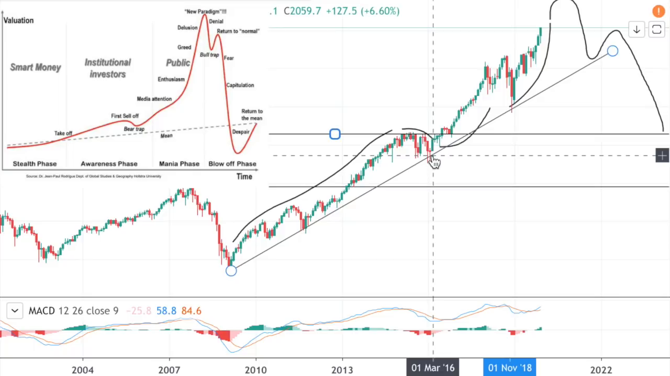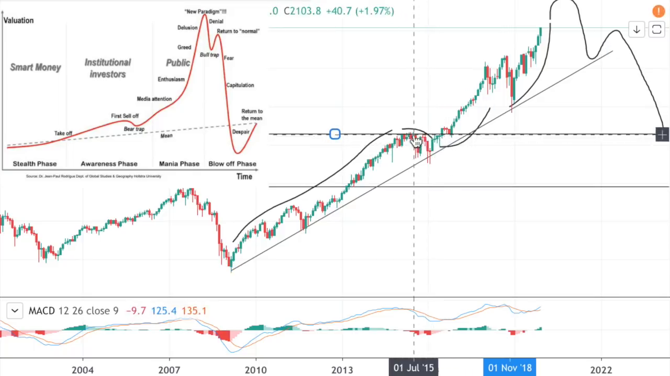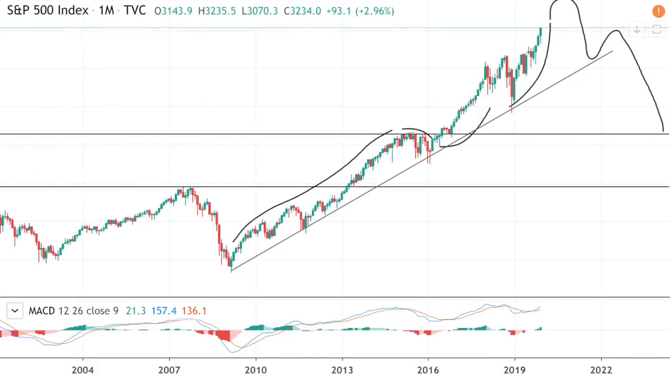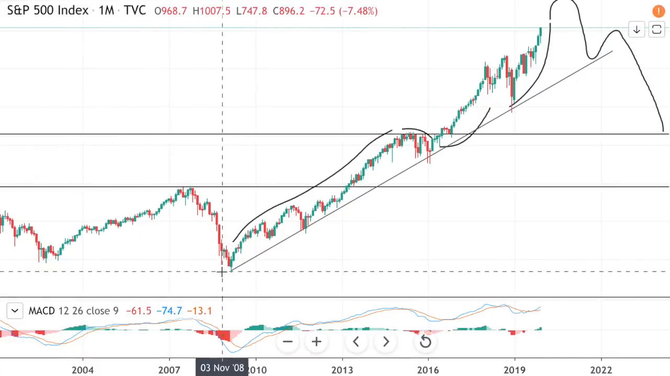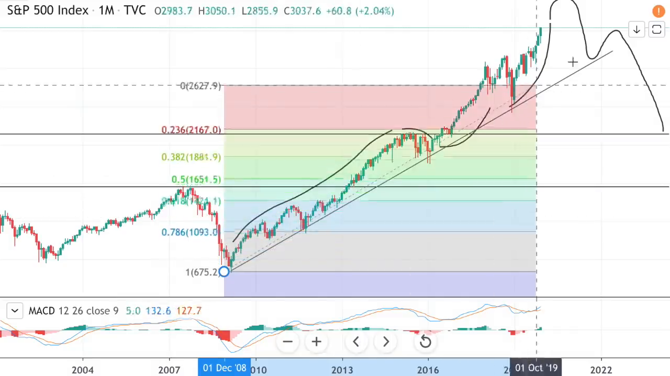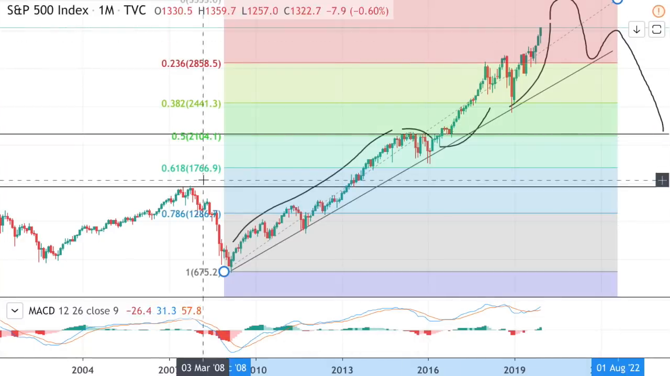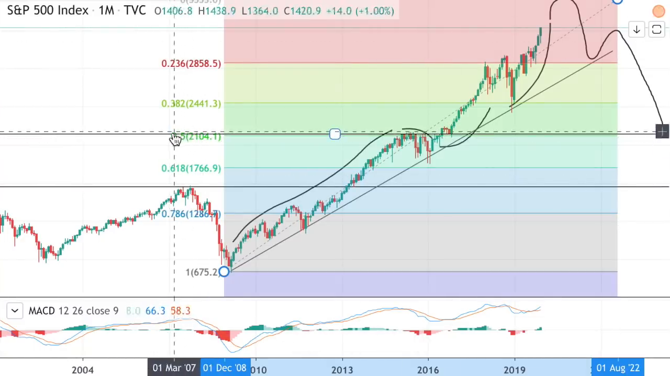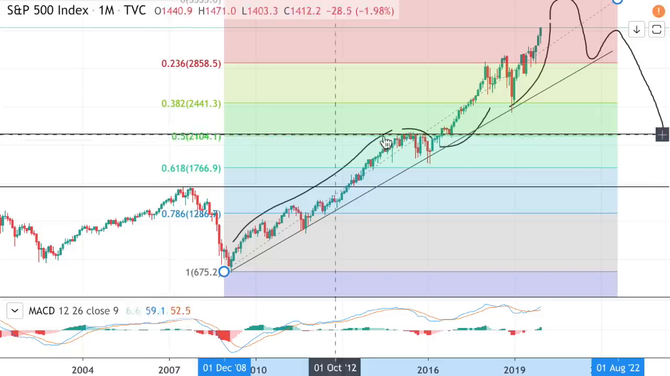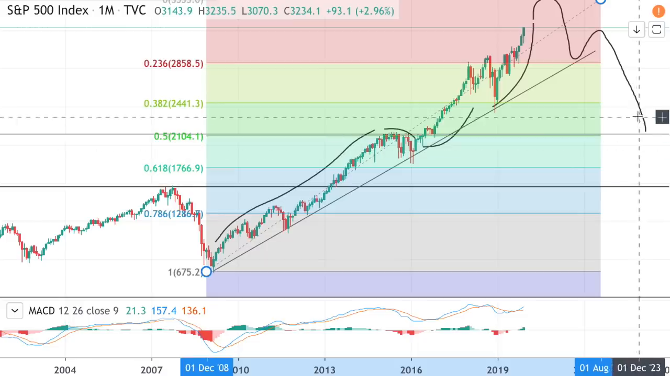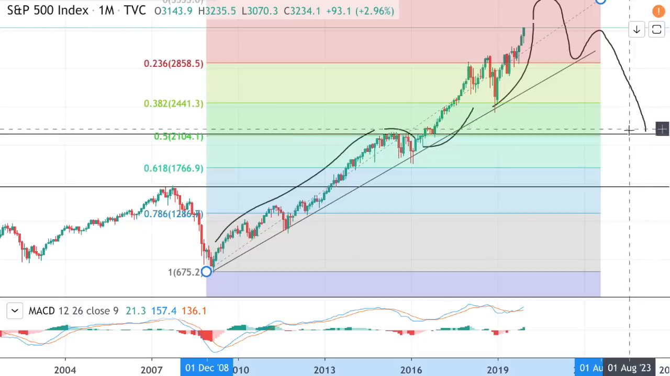And what is very interesting about this level is that if you draw a Fibonacci retracement level from the bottom in 2009 all the way to the potential top at $3,500, this would actually coincide precisely with the 50% retracement level right at the support level. So this would really be an extremely realistic support level to come back to in case of a recession.